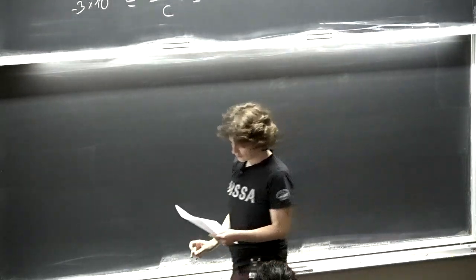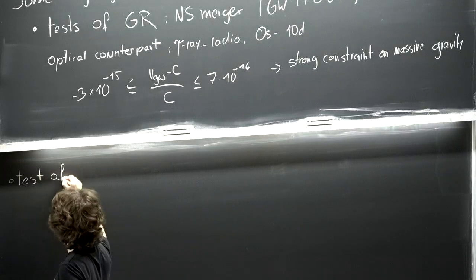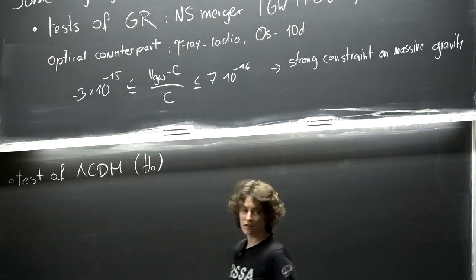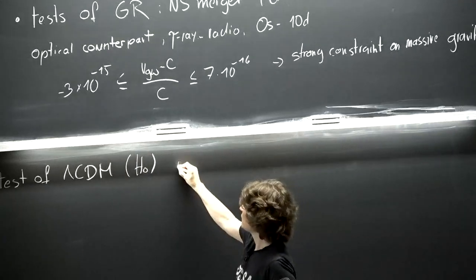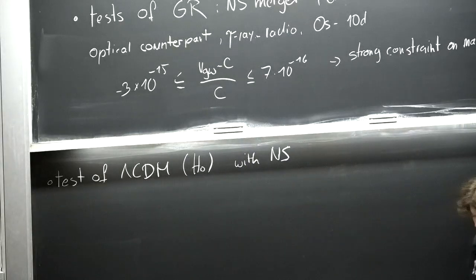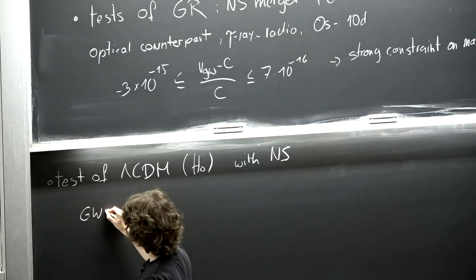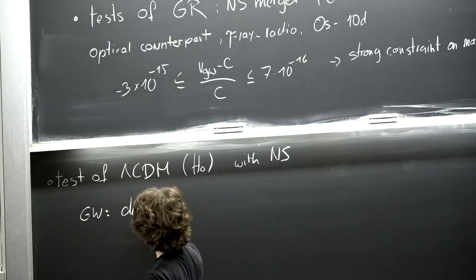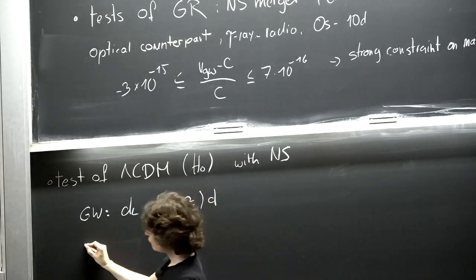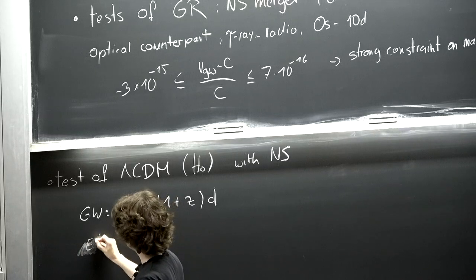OK, so let's do another one, which is a test of lambda CDM, and more precisely of the Hubble constant. And I'm going to, again, use that same event, so again, that neutron star merger. So how does it work? I told you that with gravitational waves, we measure the luminosity distance. So d_L is (1 plus z) times d. Optical, or EM, I should say, it doesn't have to be optical.